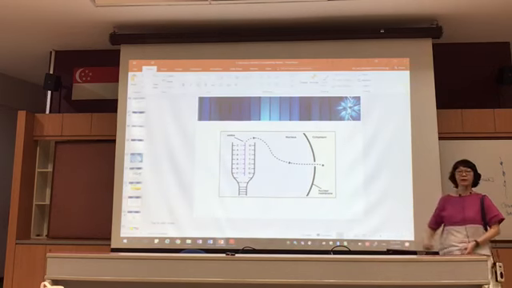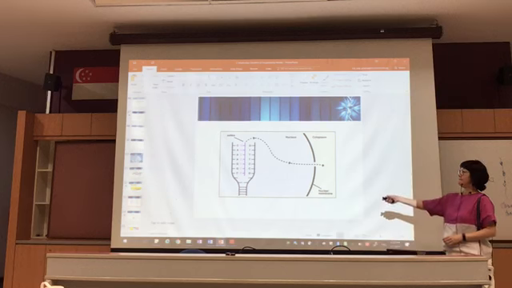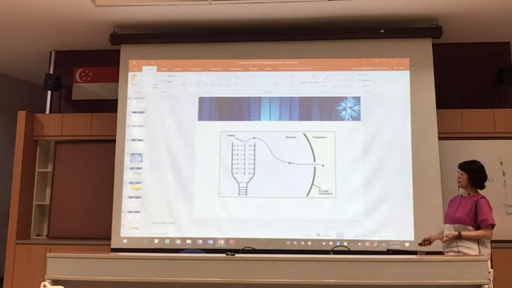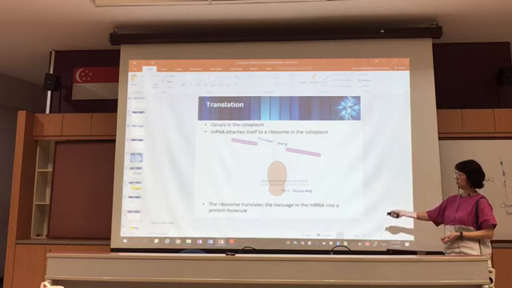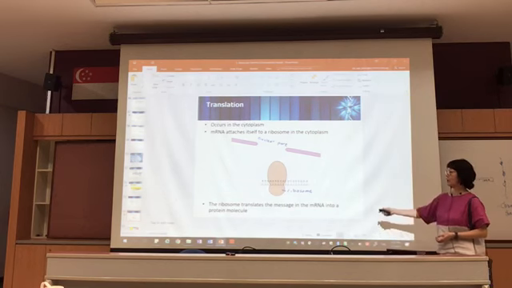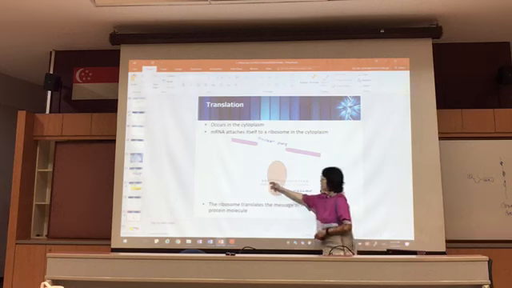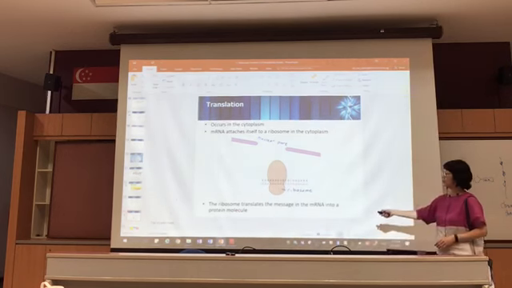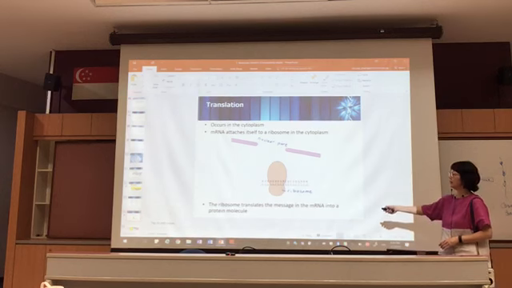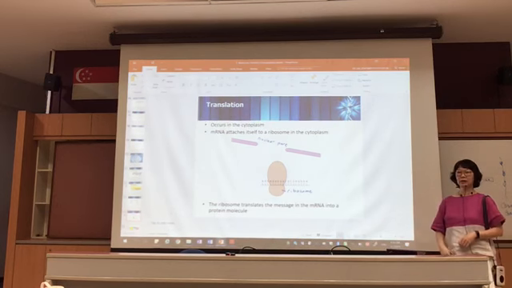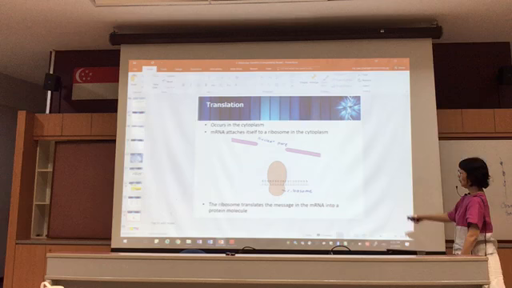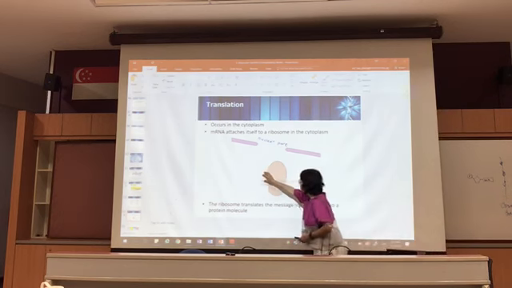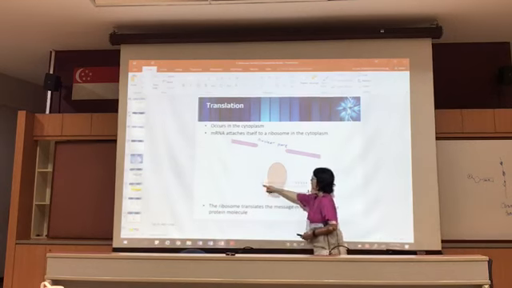So what happened after transcription is that the mRNA leaves the nucleus, goes into the cytoplasm, attaches itself to a ribosome inside the cytoplasm. At the ribosome, the code here is decoded. You try to interpret the code. Okay, you try to translate the information here into the language of protein. So how does it happen? So this ribosome will then move along the mRNA.